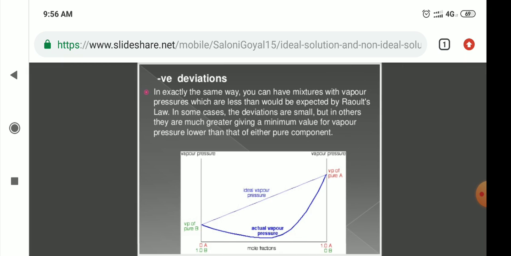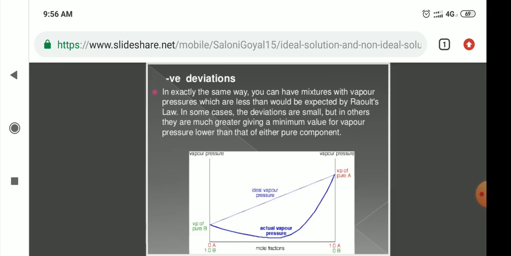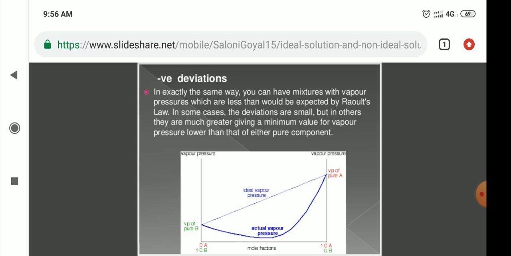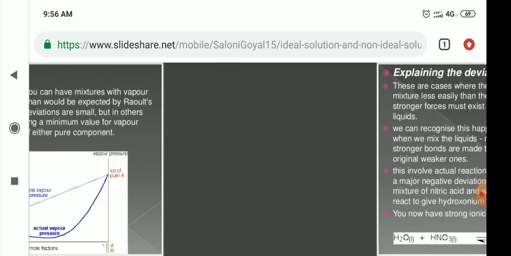And the second type is the negative deviation. In exactly the same way, you can have mixtures with a vapor pressure which is less than would be expected by Raoult's law. In some cases deviations are small, but in others they are much greater, giving a minimum value of vapor pressure lower than that of either pure compound. That is the vapor pressure versus mole fraction, and diagrammatically the vapor pressure is lower.